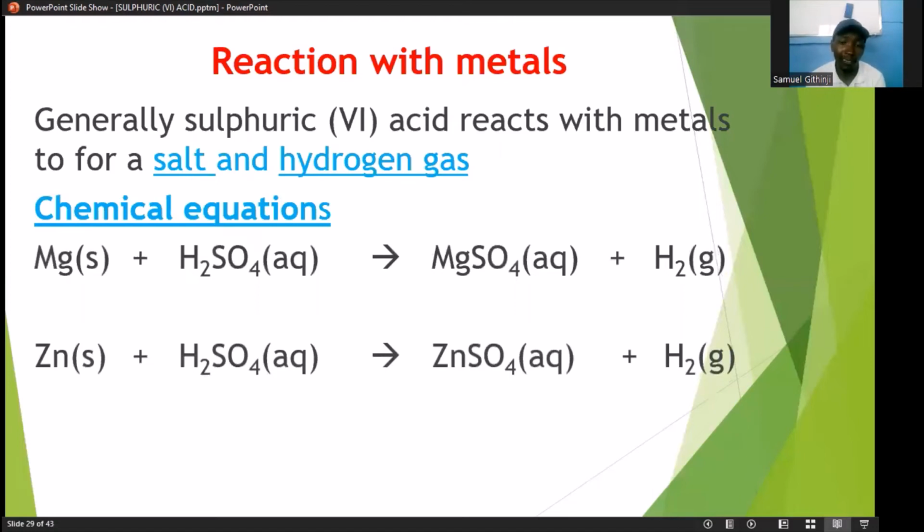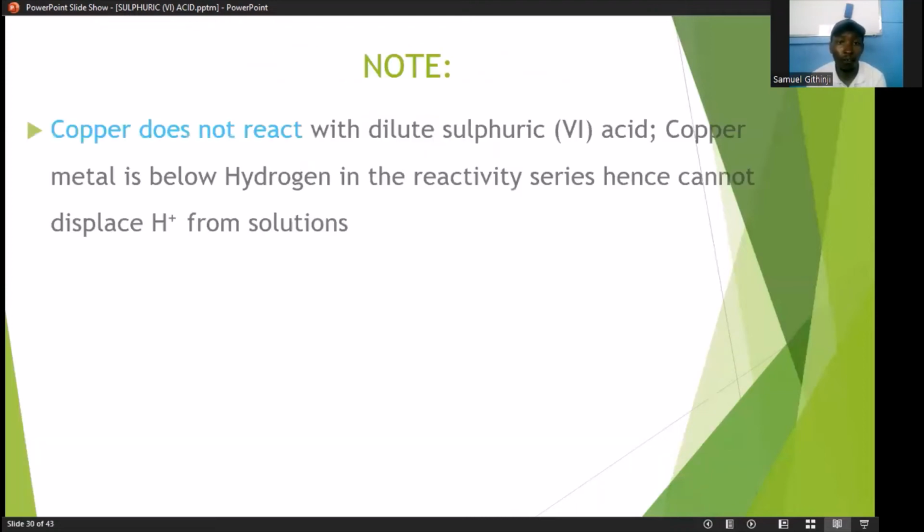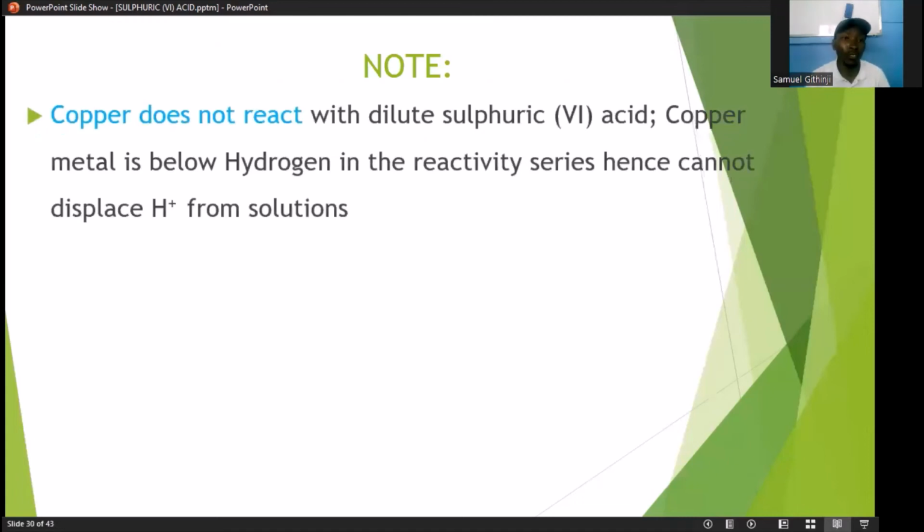Magnesium reacting with sulfuric acid, you get magnesium sulfate and hydrogen gas. Then zinc sulfate and hydrogen gas. Iron sulfate and hydrogen gas. Note some very interesting processes that you should know. Copper does not react with sulfuric acid, neither does it react with any other dilute acid.